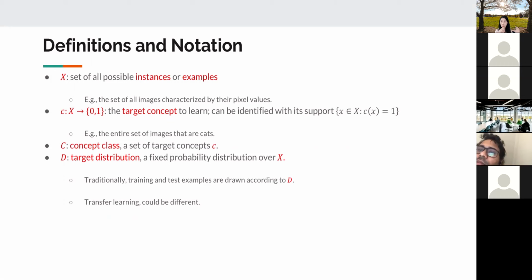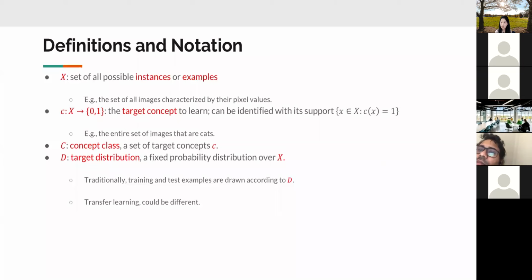Okay, so traditionally, as you are familiar, the training and test examples are all drawn according to this distribution. It's often unknown. And the challenge of machine learning tasks is often that you don't know this distribution D. Okay? However, in recent modern machine learning, such as transfer learning and domain adaptation, this D could be different for training or test, right?